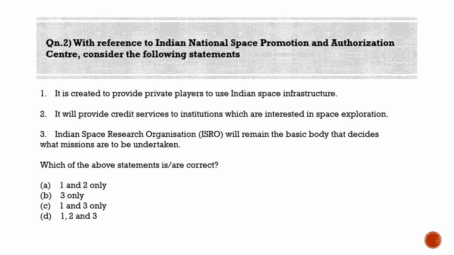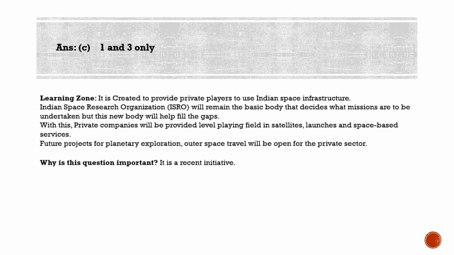Option A, 1 and 2 only, option B, 3 only, option C, 1 and 3 only, and option D, 1, 2 and 3. Guys, here the second statement is wrong. There is no provision for credit services under InSpace, that is, the Indian National Space Promotion and Authorization Centre. So our answer is option C, 1 and 3 only. Recently, the Union Cabinet approved the creation of the Indian National Space Promotion and Authorization Centre, otherwise called InSpace. It is to provide a level playing field for private companies to use Indian space infrastructure.